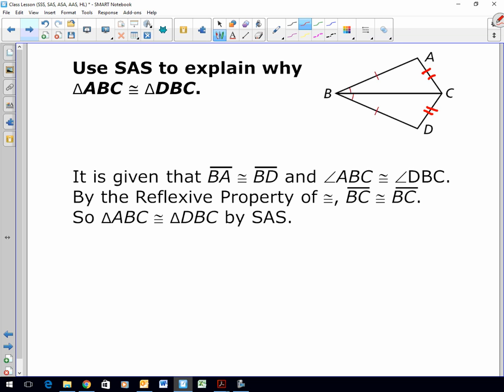What do I have now? You got side, side, side. You got side, angle, angle. Is that going to work? No. It's not going to work, right? You've got to use side, angle, side. It's not going to work. You've got to use side, angle, side. Make sure that you see that.